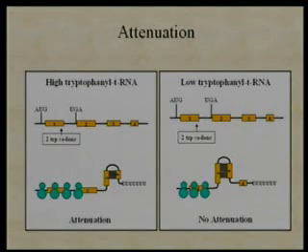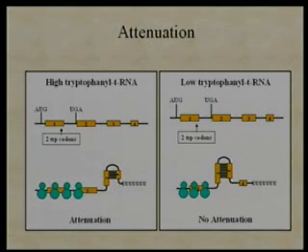If region 3 is tied up with region 2, it can never bind with region 4, so we never generate the signal that says stop transcription. And so the attenuator, or the stop transcription signal, never is generated. The RNA polymerase just continues to go on and transcribes all the genes.